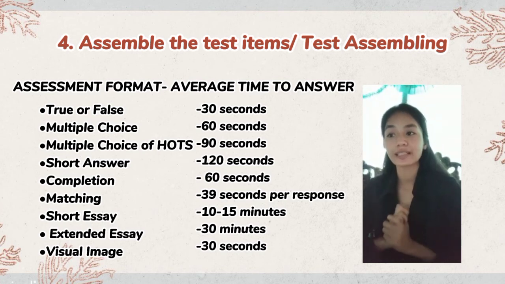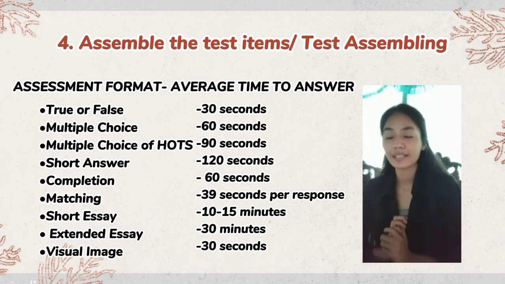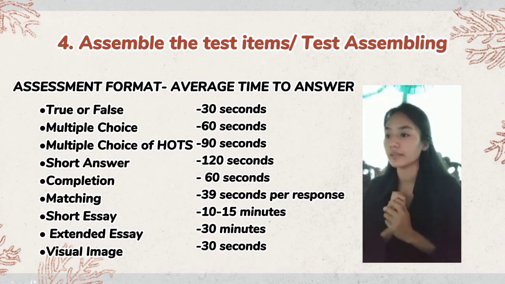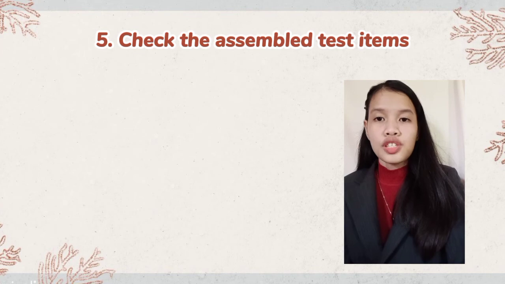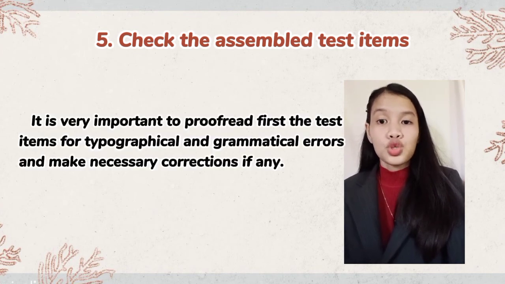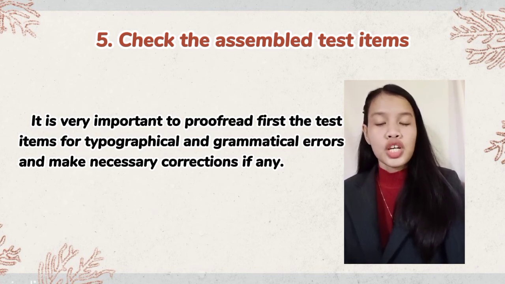So, short essay is 10 to 15 minutes. And extended essay is 30 minutes. And visual image is 30 seconds. So, the fifth step in constructing assessment tools is checking the assembled test items. Before reproducing the test, it is very important to proofread the test items first for typographical and grammatical errors and make necessary corrections if any.